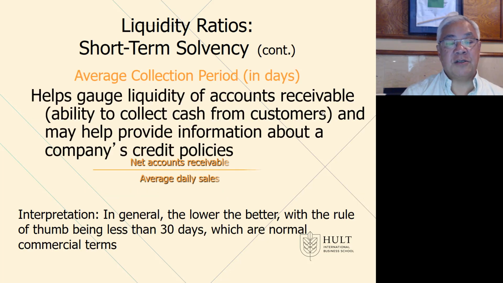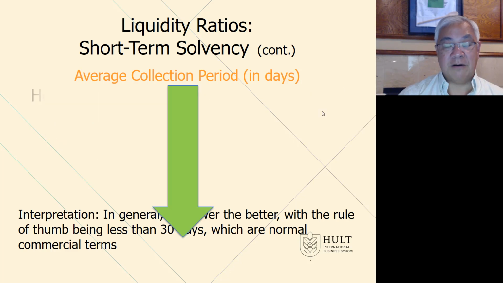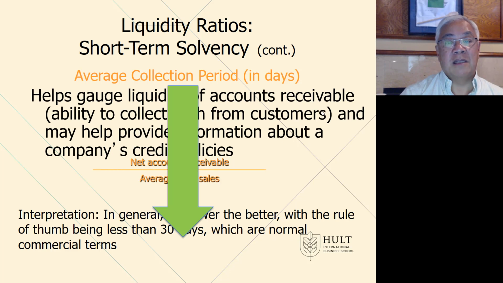Next is average collection period in days. So this one we want to look at how well we are doing in managing our collections of receivables. We take the net accounts receivable and divide it by how many sales we get per day. The net result tells us how many days we have sitting in receivables. And the answer here is we want that number low. The lower the number of days, the better, which means we collect money faster.